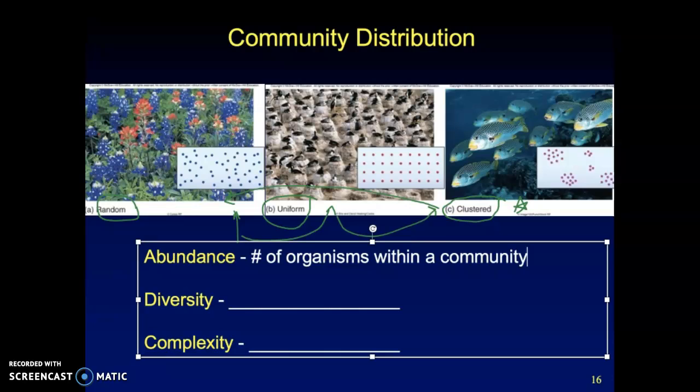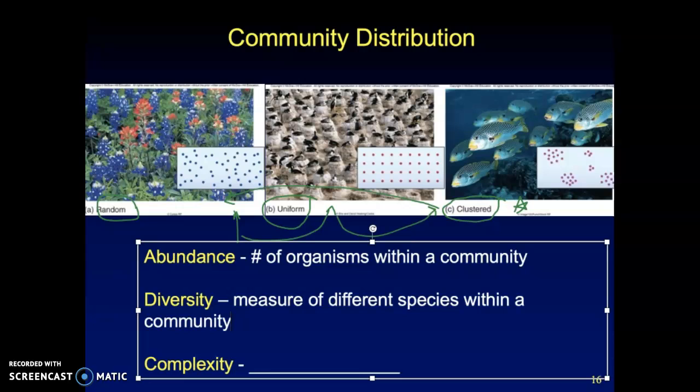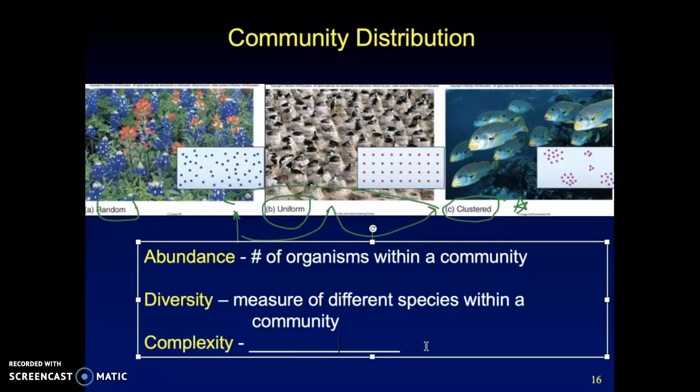Abundance is simply the number of organisms within a community. How many living things exist within the community? 2,785,000 living organisms, whatever it is. Diversity is different. Diversity is a measure of different species within a community. All right, I might have 2 million organisms, but how many different species exist in that community? So those are different pieces of information.